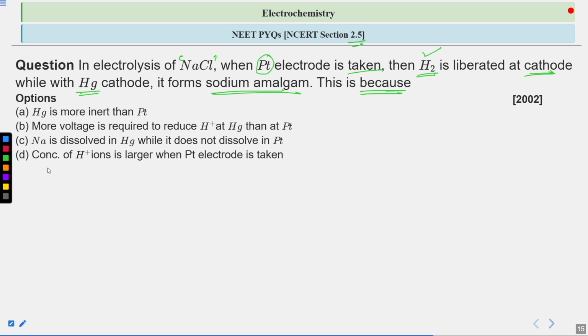The four options provided are: mercury is more inert than platinum; more voltage is required to reduce the H positive at the mercury than at the platinum; sodium is dissolved in the mercury while it does not dissolve in the platinum; or the concentration of H positive ions is larger when the platinum electrode is taken. You've got some time, so try to solve this and find the correct reason. Then we will see which is the correct answer.